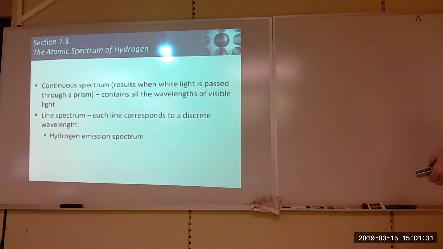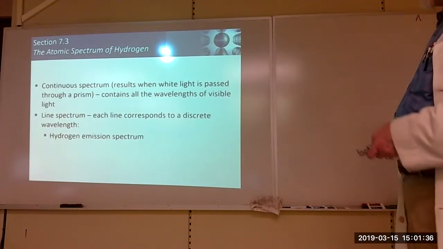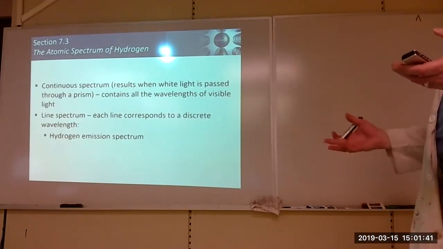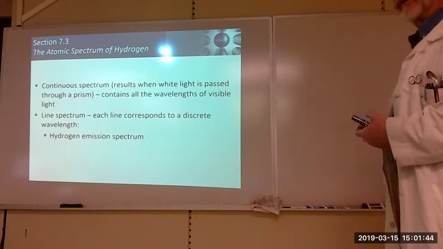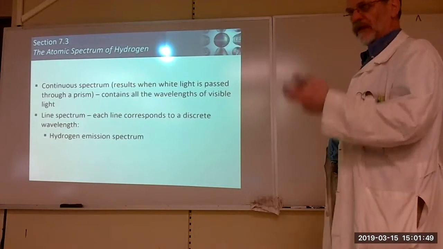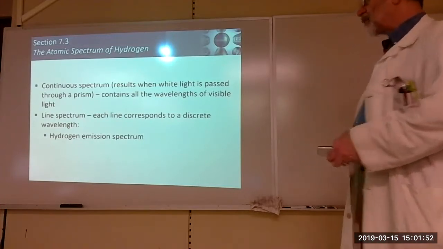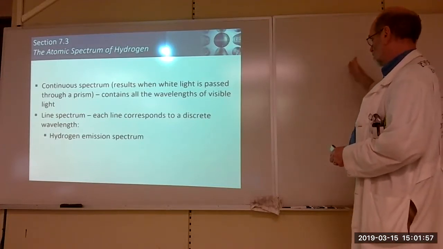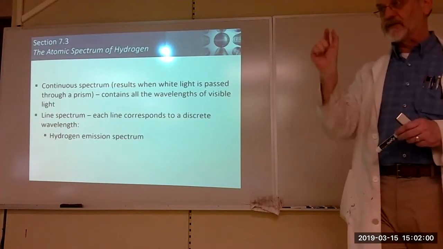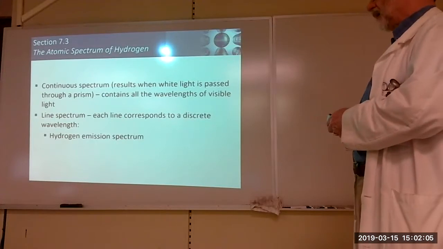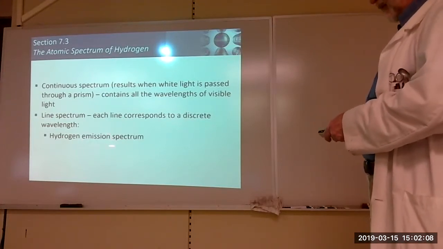The other type is a line spectrum. The first one that was noticed was hydrogen. It was the easiest one to explain, let's just say that. It may not have been the first one that was noticed, but it was more difficult to explain the others. So we go to hydrogen because it's so simple. It's got one proton, one electron. But the line spectrum only produces discrete colors, just single lines at predictable wavelengths. It's known as an emission spectrum.